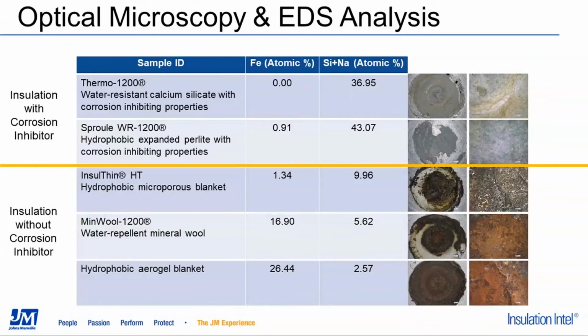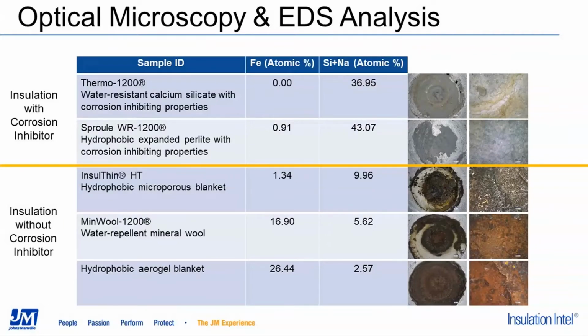So the surface analysis completed by the EDS found that the surface layer on the Thermo 1200 and the Spool WR 1200 coupons was comprised mostly of sodium and silicate ions. Those ions have a generally accepted reputation as limiting corrosion from chloride and fluoride ions. The insulations without the corrosion inhibitors had a surface chemistry more comprised of iron oxides or rust.